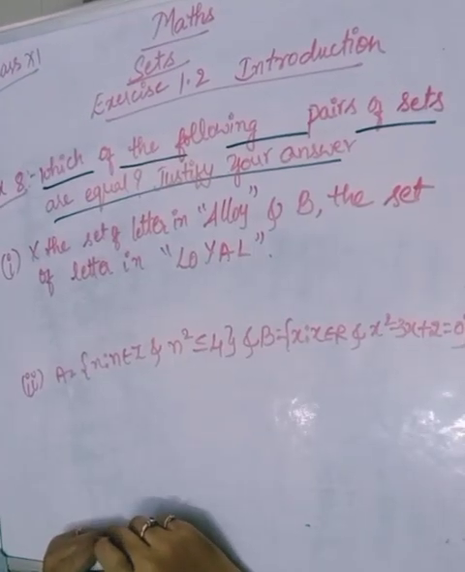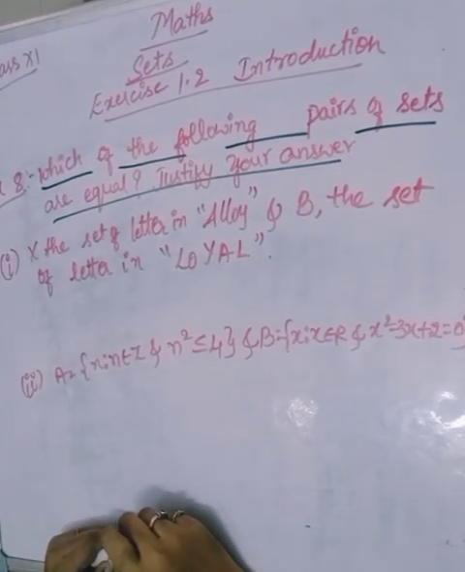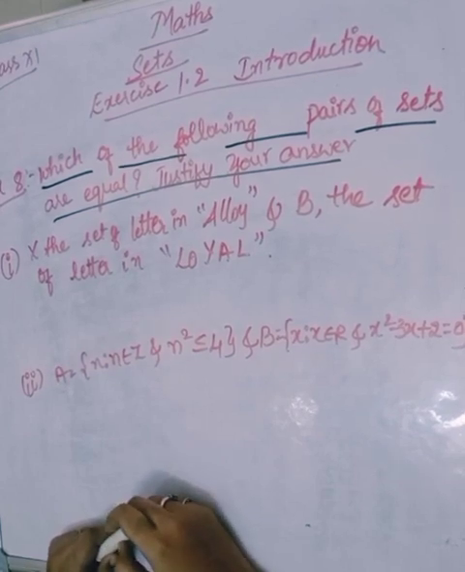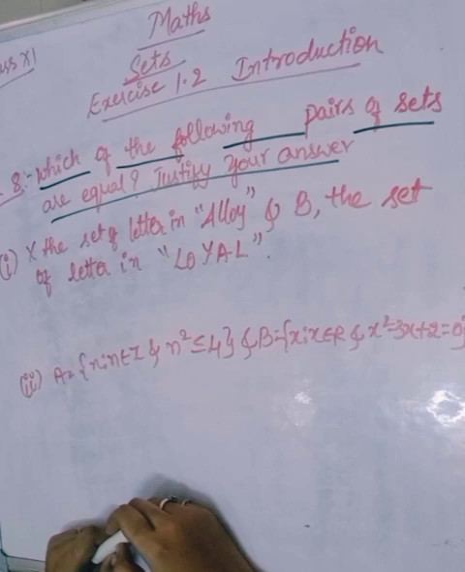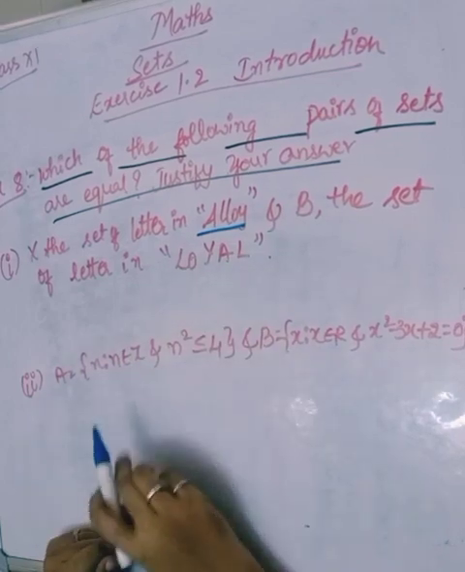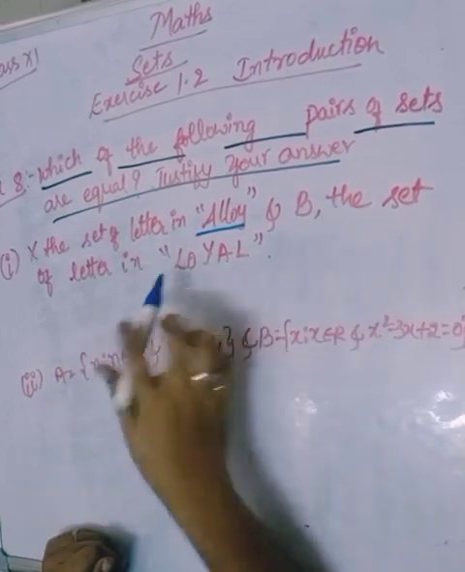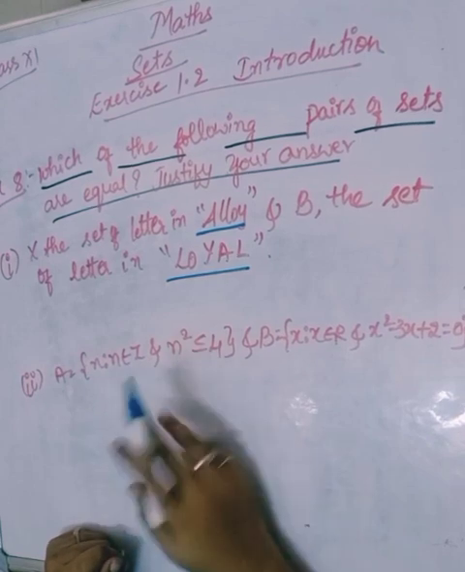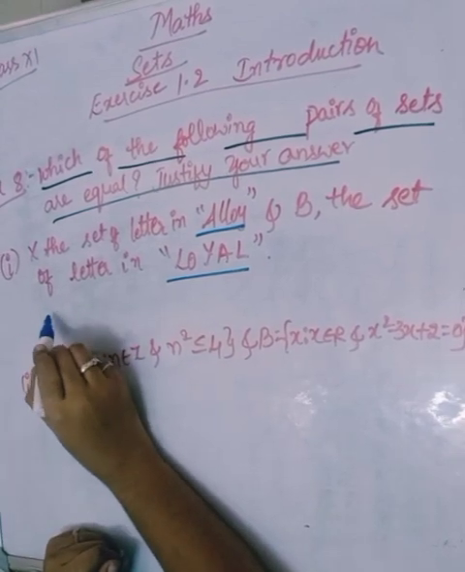Okay, example 8. Which of the following pairs of sets are equal, and justify your answer. So the first question we have in this: A, the set of letters in 'alloy', and B, the set of letters in 'loyal'. We need to check whether they are equal sets or not. So first I'll see what we have.